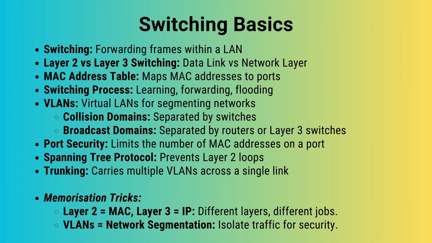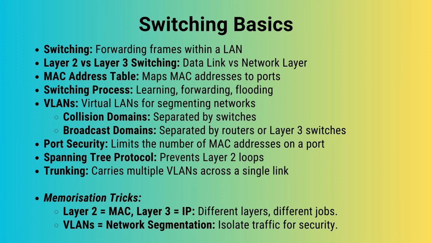Switching operates at layer 2 of the OSI model, focusing on MAC addresses to forward frames within a local area network. The core of switching is the MAC address table, also known as the CAM table, which maps MAC addresses to switch ports. Switches learn these mappings dynamically through a process called MAC address learning. The switching process involves 3 key steps: learning source MAC addresses, forwarding frames to known destinations, and flooding unknown unicast frames to all ports except the source.